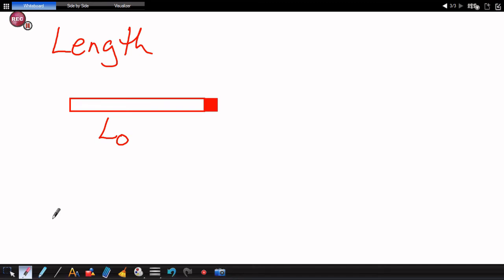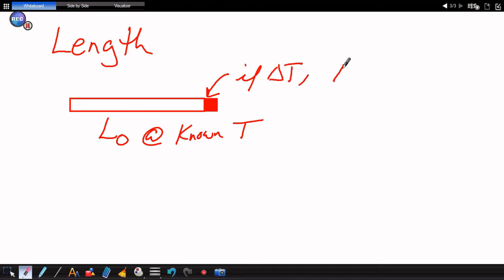If we define this L0 at a known temperature, then this little extra bit is what happens if there's a change in temperature. What is the change in length?